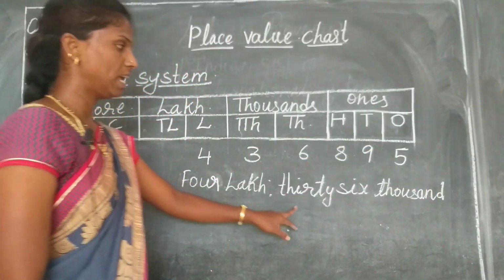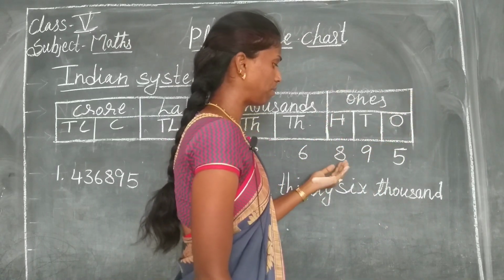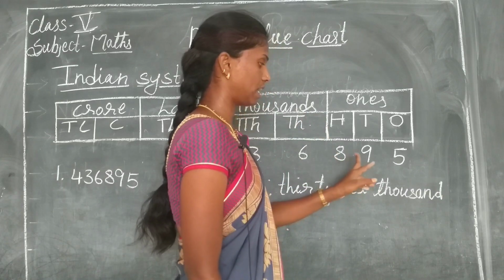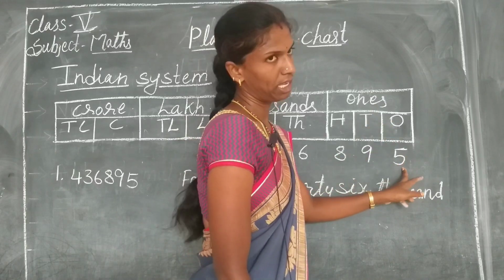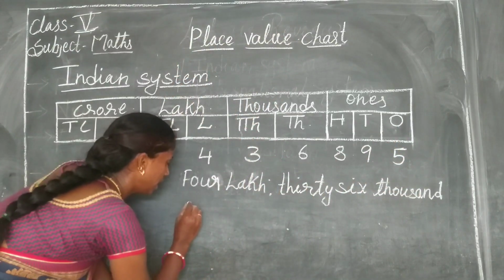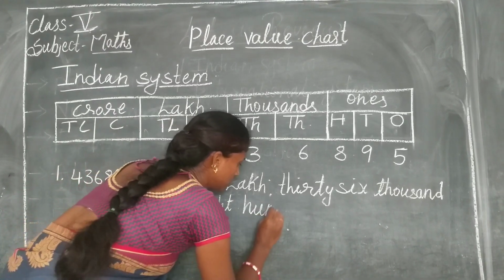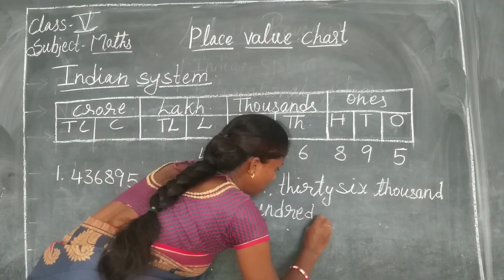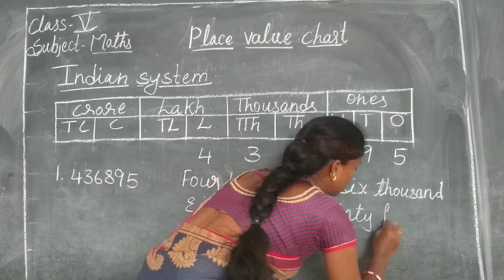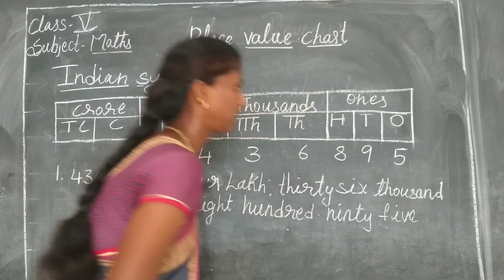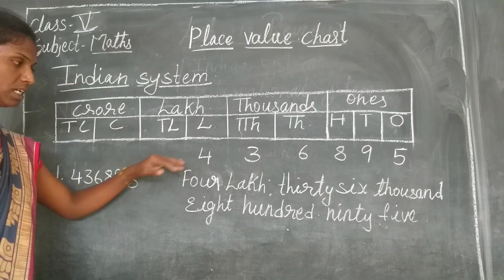36,000, 4 lakh 36,000. So this comes under one place: 895. 8 is in hundreds place, 9 is in tens place, 5 is in ones place. So these place value charts help us to read the large digits.